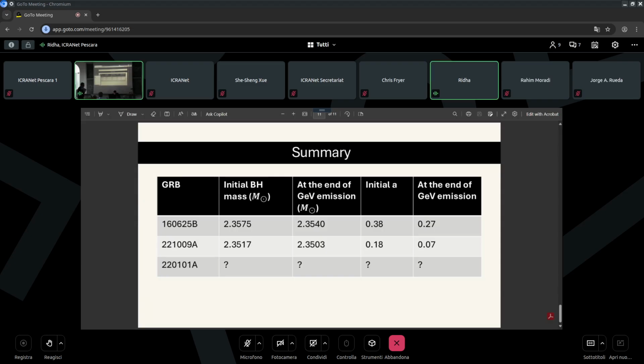Very good. You did it for both 160625B and 221009. Sorry, I couldn't hear Professor Ruffini's question. The definition, what you said at the initial 0.38, what is the initial A over M?